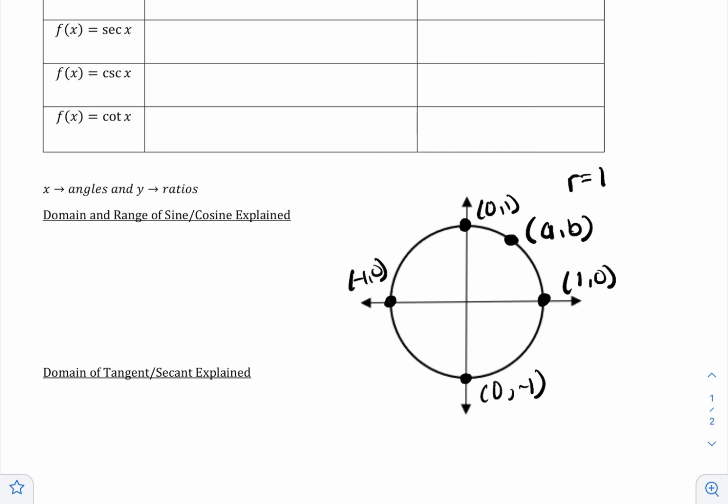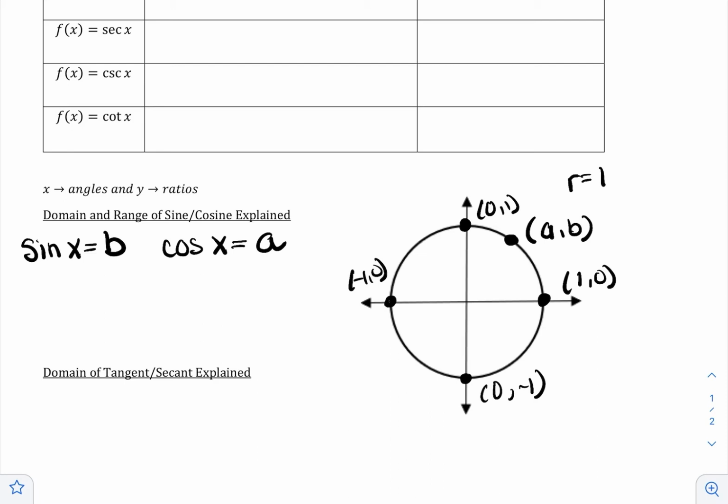When we're talking about domain and range of sine and cosine, when I have sine of x in the unit circle, it's going to output the y coordinate of the unit circle, which is b. And when I do cosine of x, it's going to output the x coordinate of the unit circle, which is a. Again, it would be over r, but because we use the unit circle and it works out so nicely for us, r is 1.